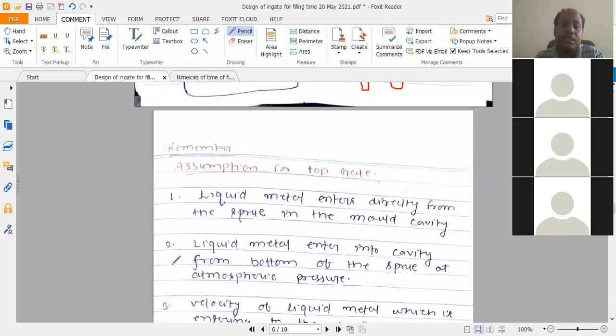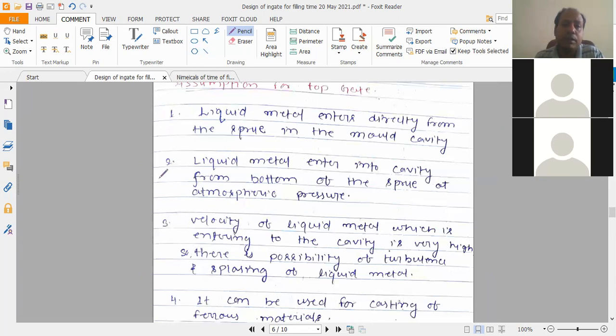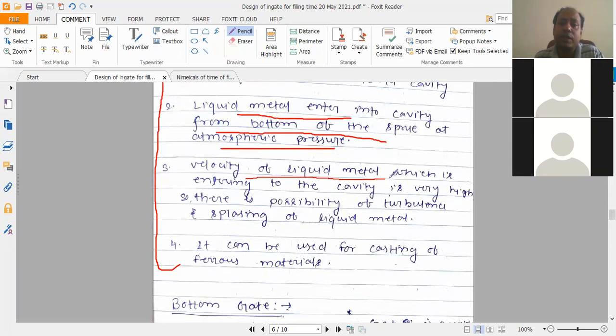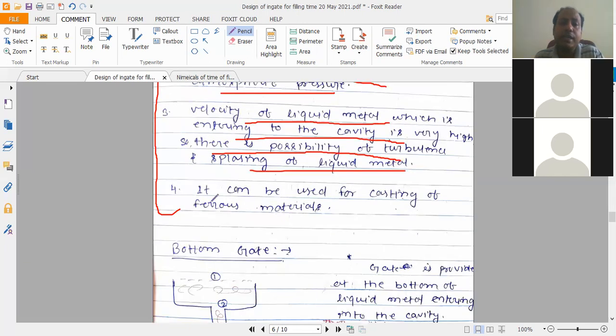Next, there are certain assumptions for determining this. The liquid metal enters directly into the mold cavity, without the help of any runner. The liquid metal enters the cavity from the bottom of the sprue at atmospheric pressure; at whatever pressure it enters, it exits the sprue at the same pressure. So the velocity of the liquid entering the cavity is very high. There is a possibility of turbulence and splashing of the metal. It is possible because the velocity should be high.